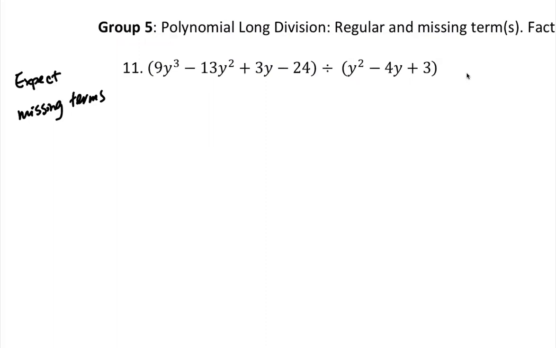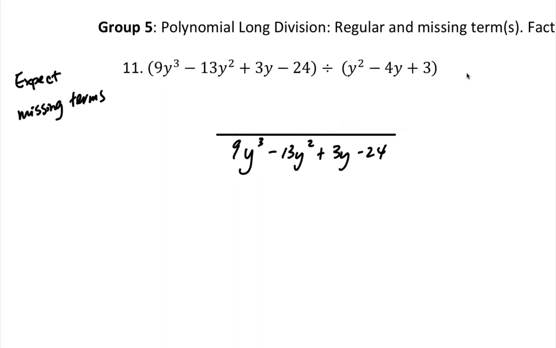Maybe one missing term only, or maybe there are two terms missing. All right, so here, let's take a look. We have no missing term. That's wonderful. So let's go ahead and continue. We have 9y cubed minus 13y squared plus 3y minus 24. And then we have y squared minus 4y plus 3.